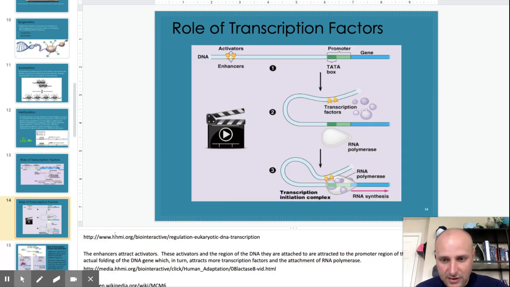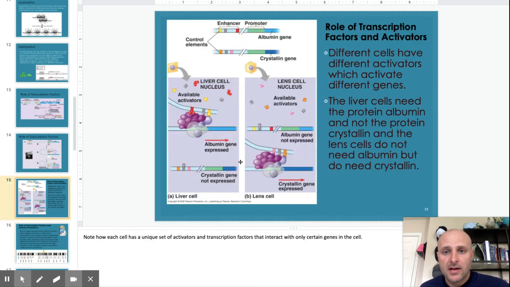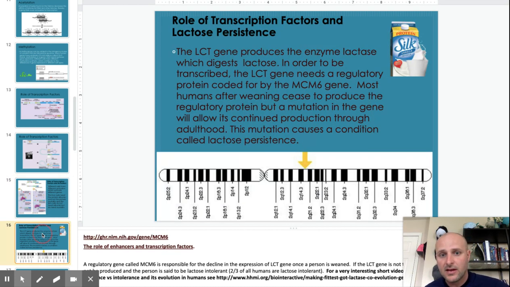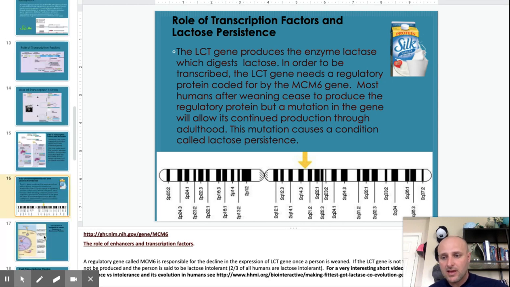This is another slide, and here's another little BioInteractive thing that you can look at and watch. And you can also see how sometimes these transcription factors help the RNA strand or the DNA strand fold back on itself, which is an interesting thing that we'll get to a little bit later. This right here is talking about enhancers and promoters and factors, so it's the same sort of thing again. Now we're starting to get into the lac operon or the lactase gene, the LCT gene, excuse me, same sort of thing.